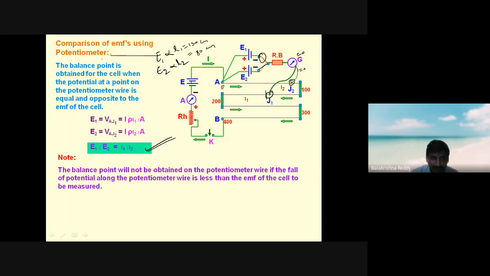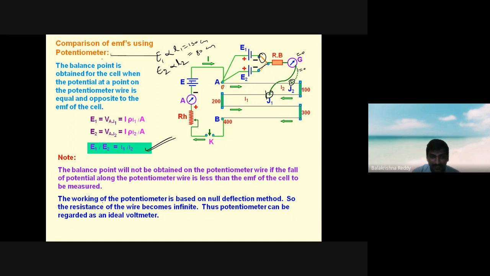See here, the balance point will not be obtained on the potentiometer wire if the fall of potential along the potentiometer wire is less than the EMF of the cells to be measured. Means the fall of potential along the wire must always be greater than the EMFs of the two cells. Then only it is applicable.